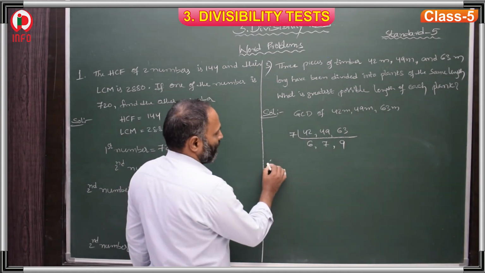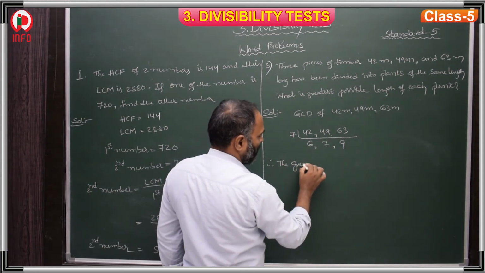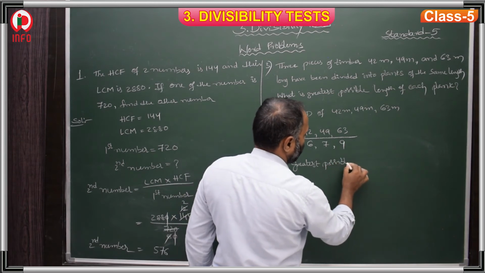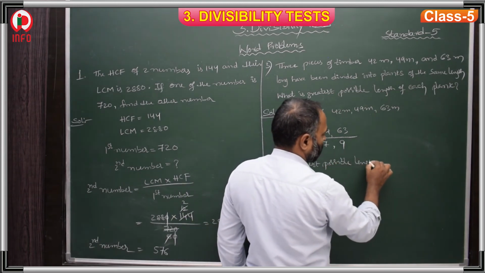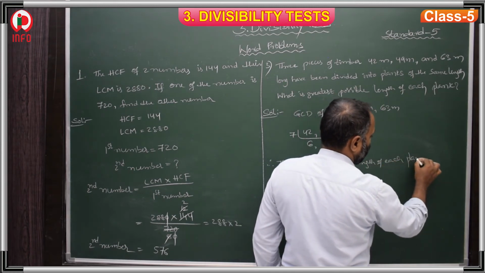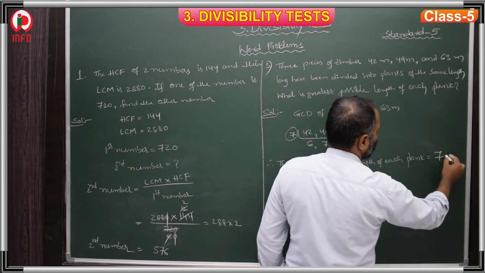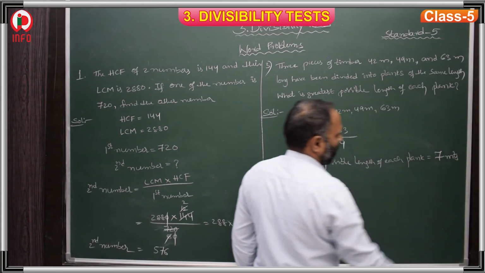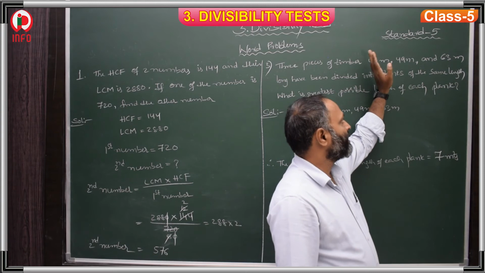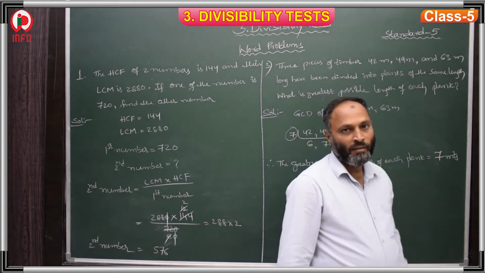Therefore, we have to write: the greatest possible length of each plank is equal to this common 7, which is 7 meters. If equally divided into 7 meters, we can make them equally. Nothing is left after dividing by 7, 7, 7.